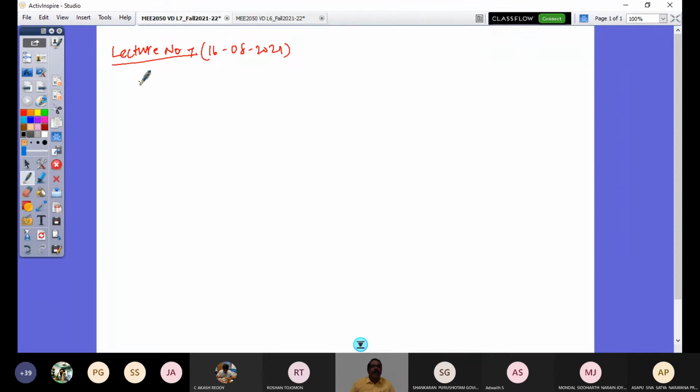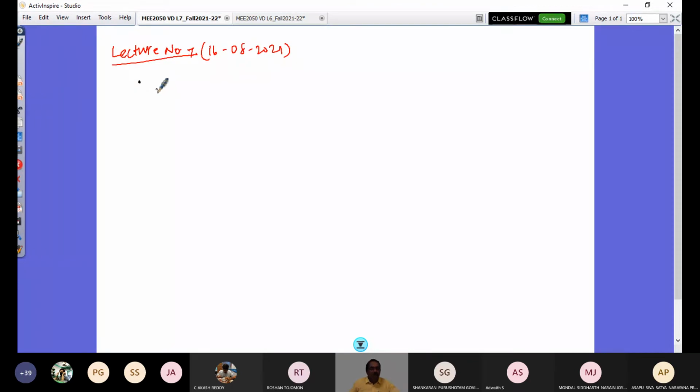So today you are going to learn something called the logarithmic decrement. If you know the logarithmic decrement, you will be able to estimate the damping in the vibratory system. That's why we have to learn this. And also, what is the energy dissipated in viscous damping.